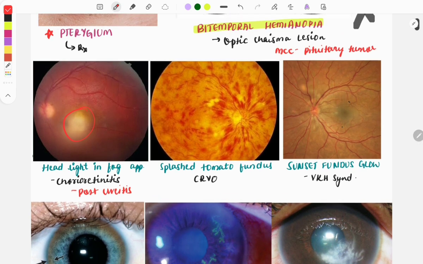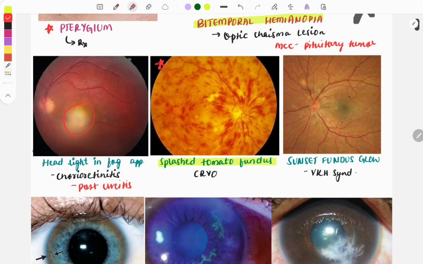Then moving on, very important image, ये वाला, which is seen in the CRVO, central retinal venous occlusion, and this finding is called the splashed tomato fundus. क्योंकि यहाँ पर हम देख सकते हैं fundus में tomato जब हम splash करेंगे तो multiple tomato spread हो जाएगा हर तरफ, तो that is called as the splashed tomato fundus and a classical finding of the central retinal venous occlusion. Then moving on to the next image, the sunset glow fundus seen in the VKH syndrome.